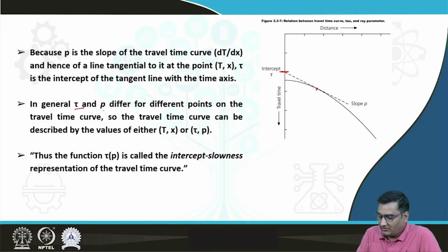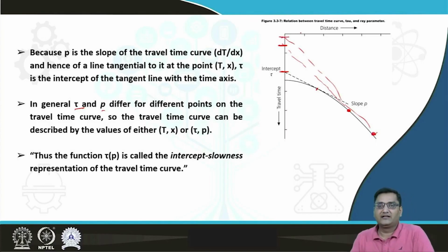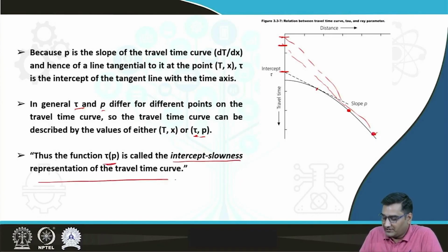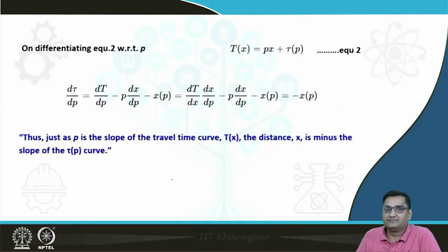In general, tau and p differ for different points. Like if you take the tangent over here, then it will be something over here. So this will be your intercept time. Likewise, if you take somewhere over here, then it will be further down below somewhere over here. So you can say that the intercept time is depending upon the value of t and x, or you can say it is depending upon the value of the intercept time and the ray parameter, that is tau and p. So thus the function tau p is called the intercept slowness representation of the travel time curve.